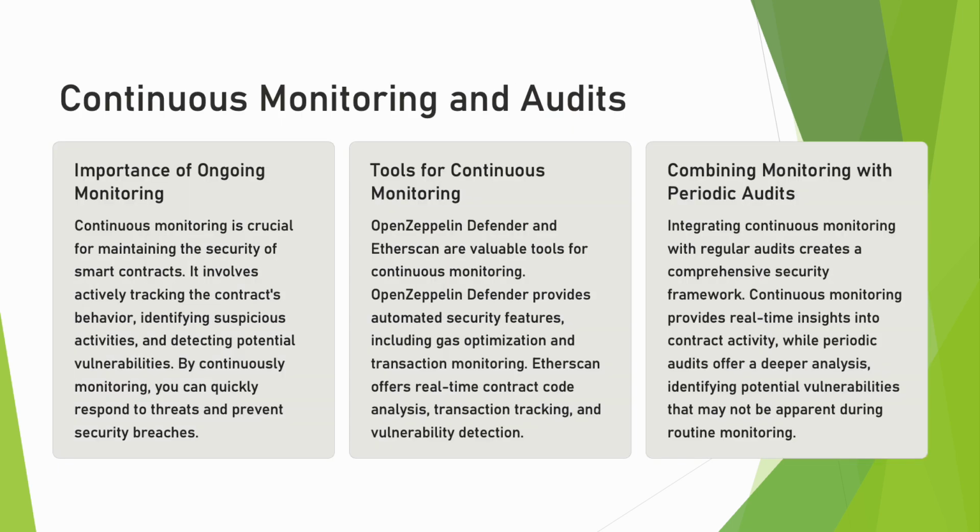In this slide, we'll learn about continuous monitoring and audits. Importance of ongoing monitoring. Continuous monitoring is crucial for maintaining the security of smart contracts. It involves actively tracking contract behavior to detect vulnerabilities and suspicious activities. By continuously monitoring, you can quickly respond to these threats and prevent security breaches.